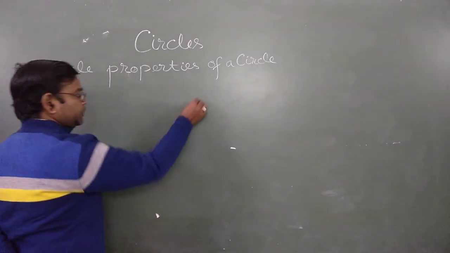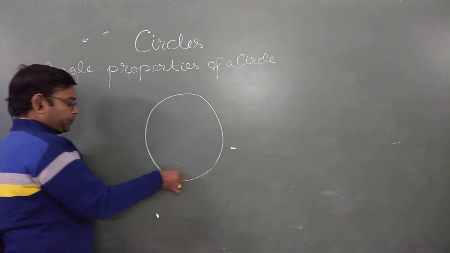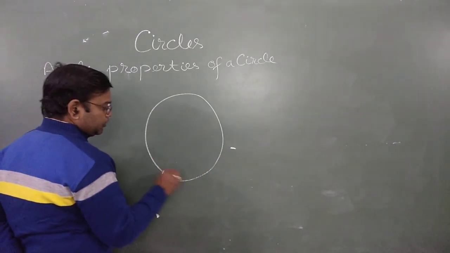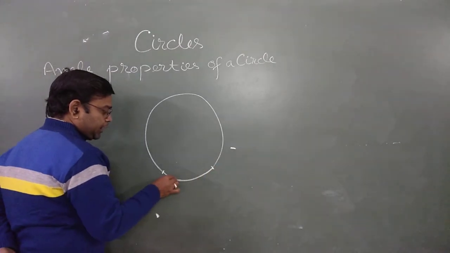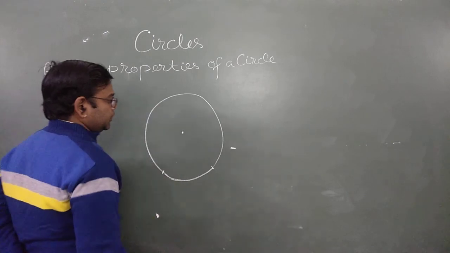Suppose we have a circle and we have two points on the circumference of the circle, which means we have chosen an arc. This is the center of the circle. Clear?